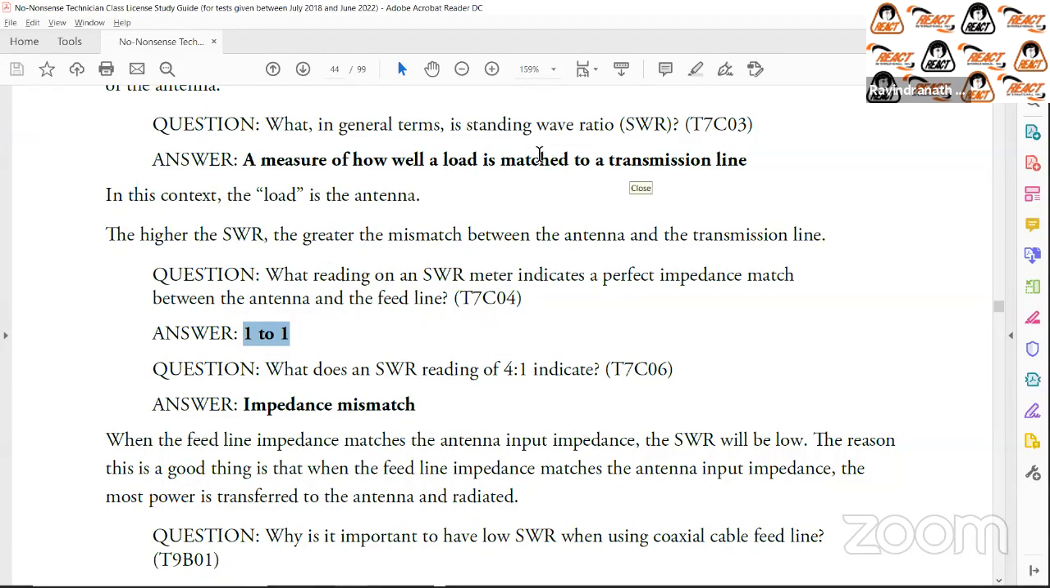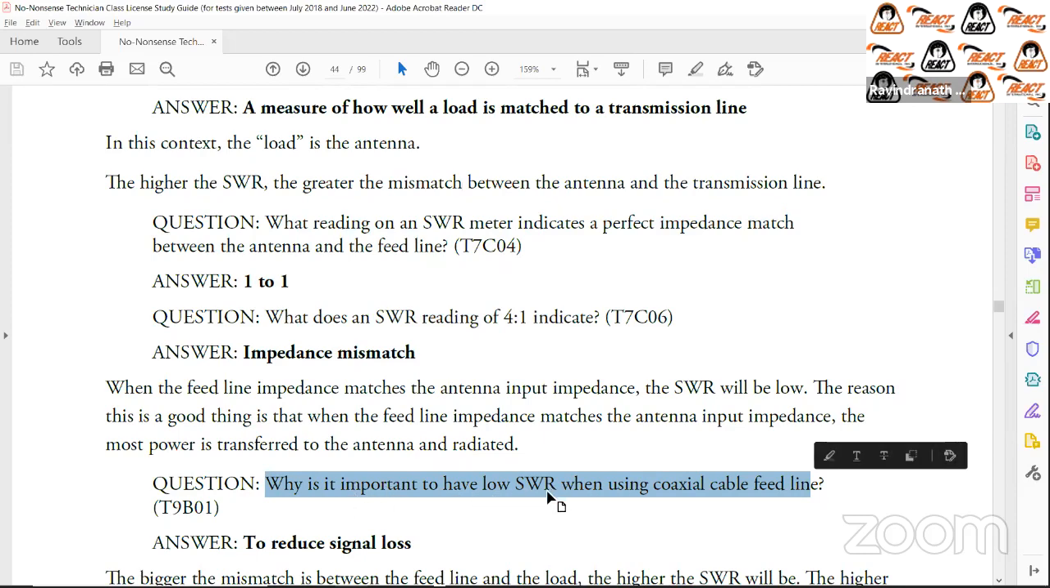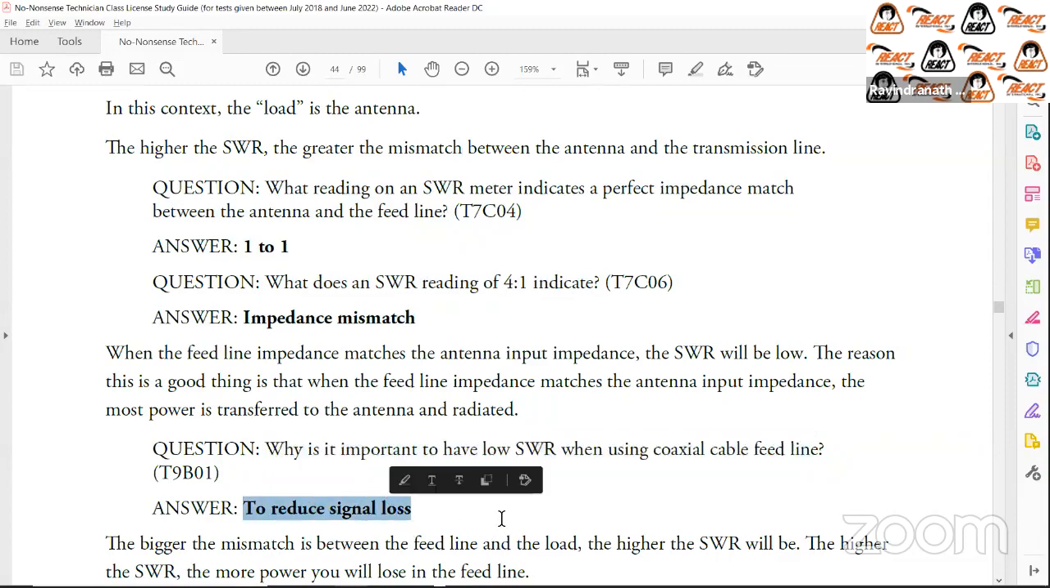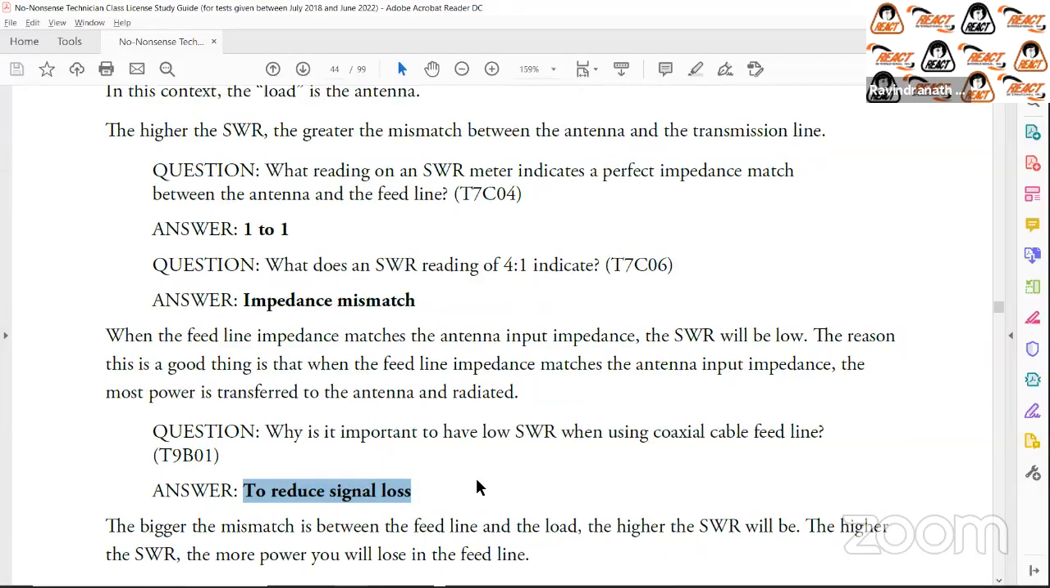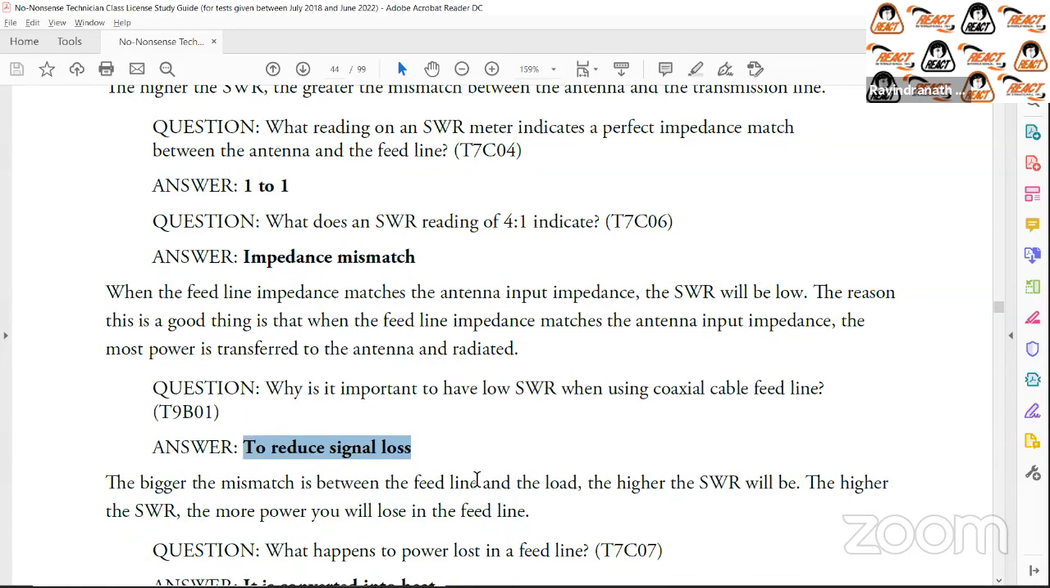We will finish off this section very quickly. What does an SWR reading of 4:1 indicate? Well, just like we have 1:1 as being a very good SWR, 4:1 is a very bad SWR, which means that we have an impedance mismatch. Another related question: why is it important to have low SWR when using coax feed line? Again, we want to reduce signal loss. So that's why we try to have our systems properly matched so that we have the least amount of losses.